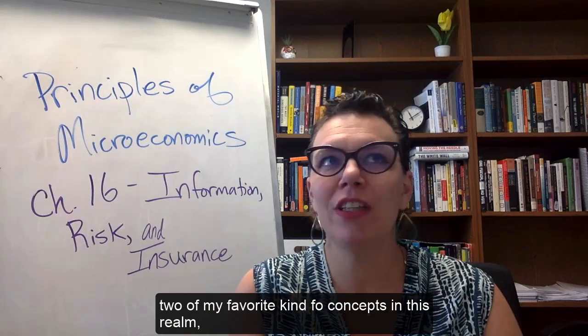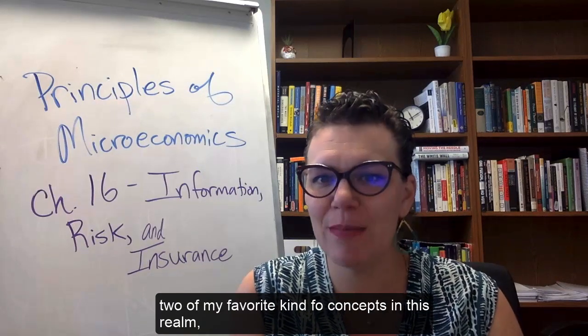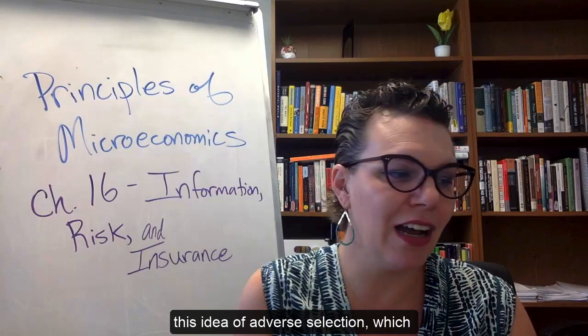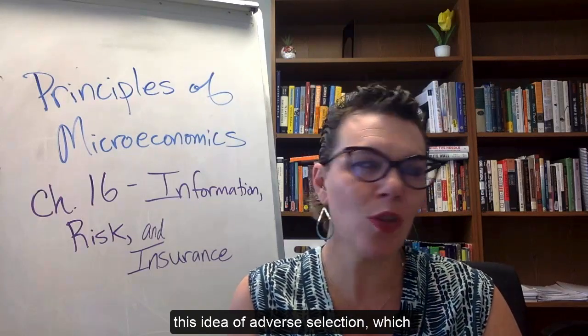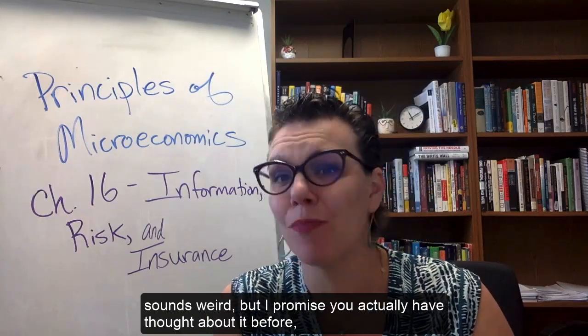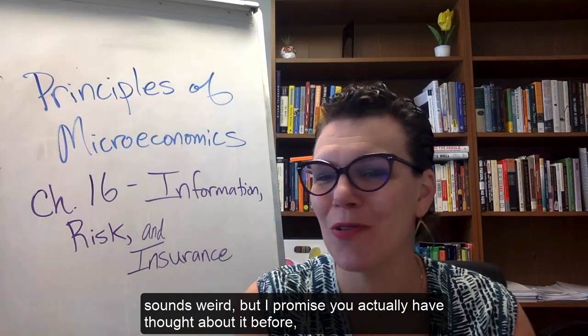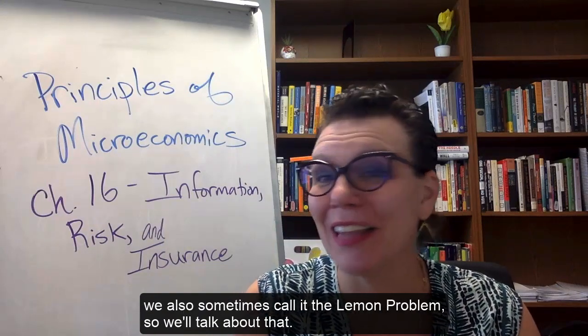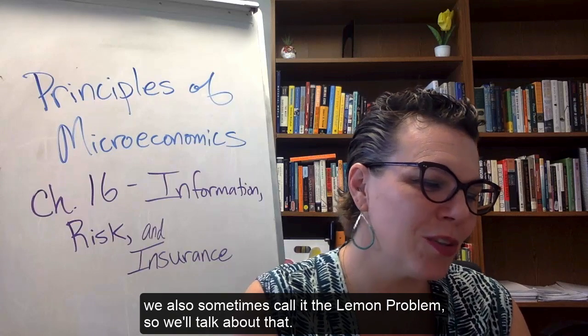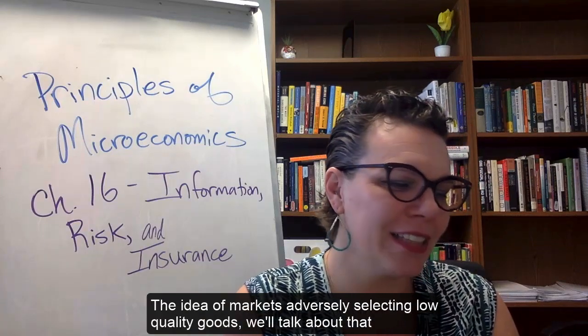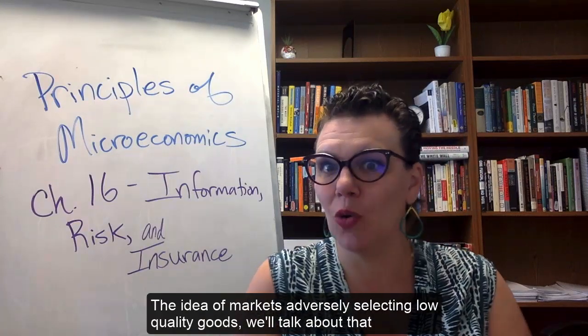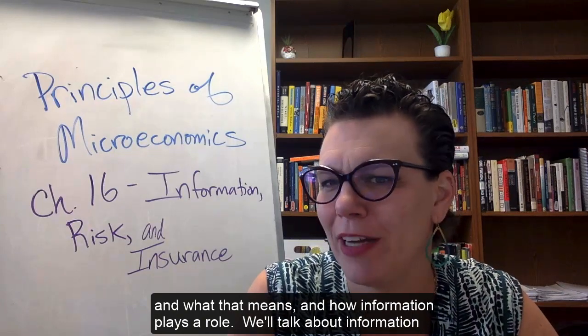We'll talk about two of my favorite concepts in this realm, this idea of adverse selection, which sounds weird, but I promise you actually have thought about it before. We also sometimes call it the lemon problem. And so we'll talk about the idea of markets adversely selecting low quality goods and what that means and how information plays a role.